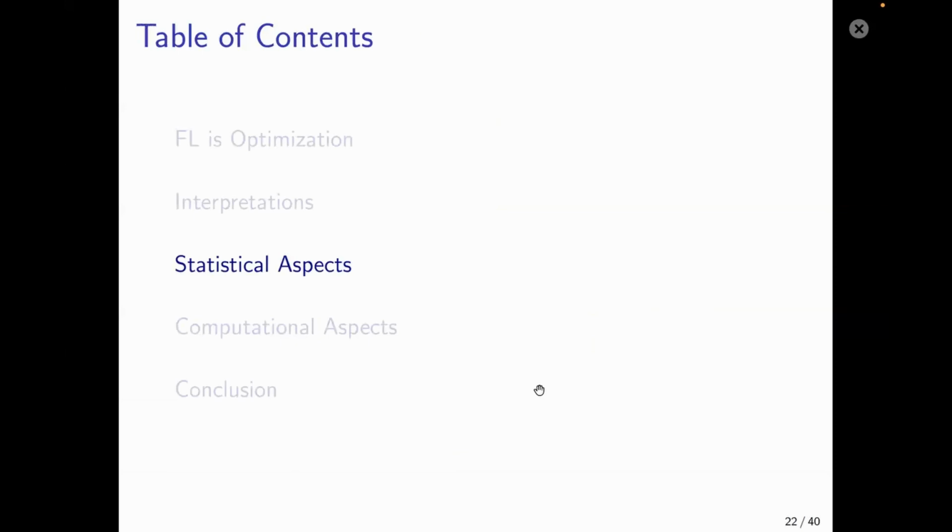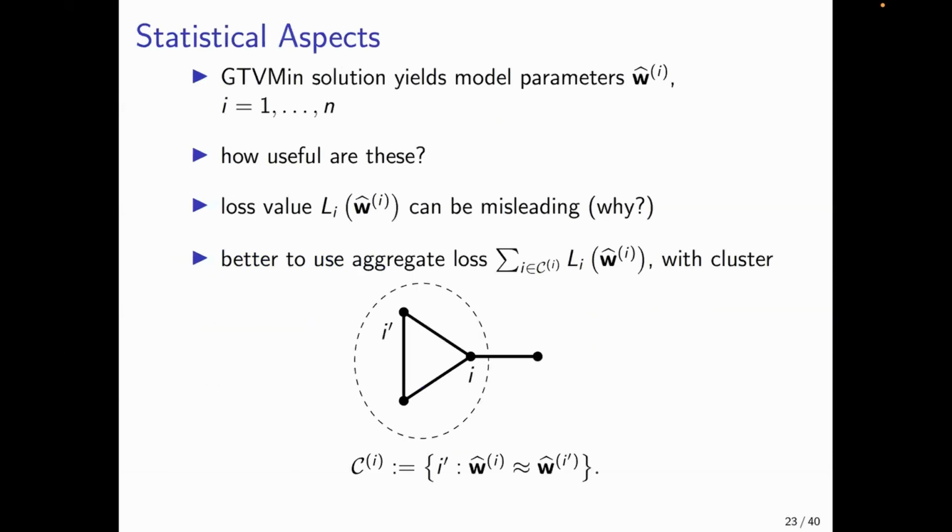Okay, then regarding the properties of the solutions, what can we say about the solutions of GTV-min? The solutions of GTV-min are local model parameters. So when we solve GTV-min, we end up with trained model parameters. And how can we say if they are useful or not? Can we use the local loss value?